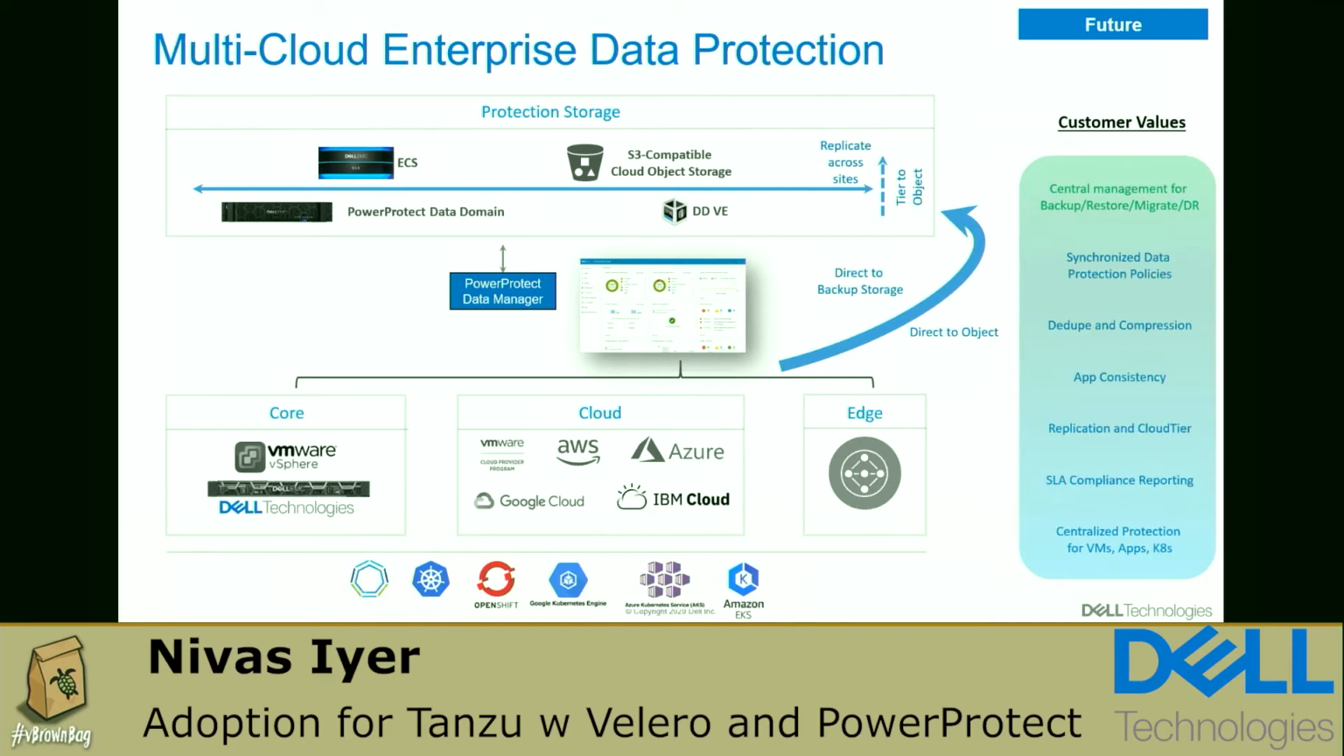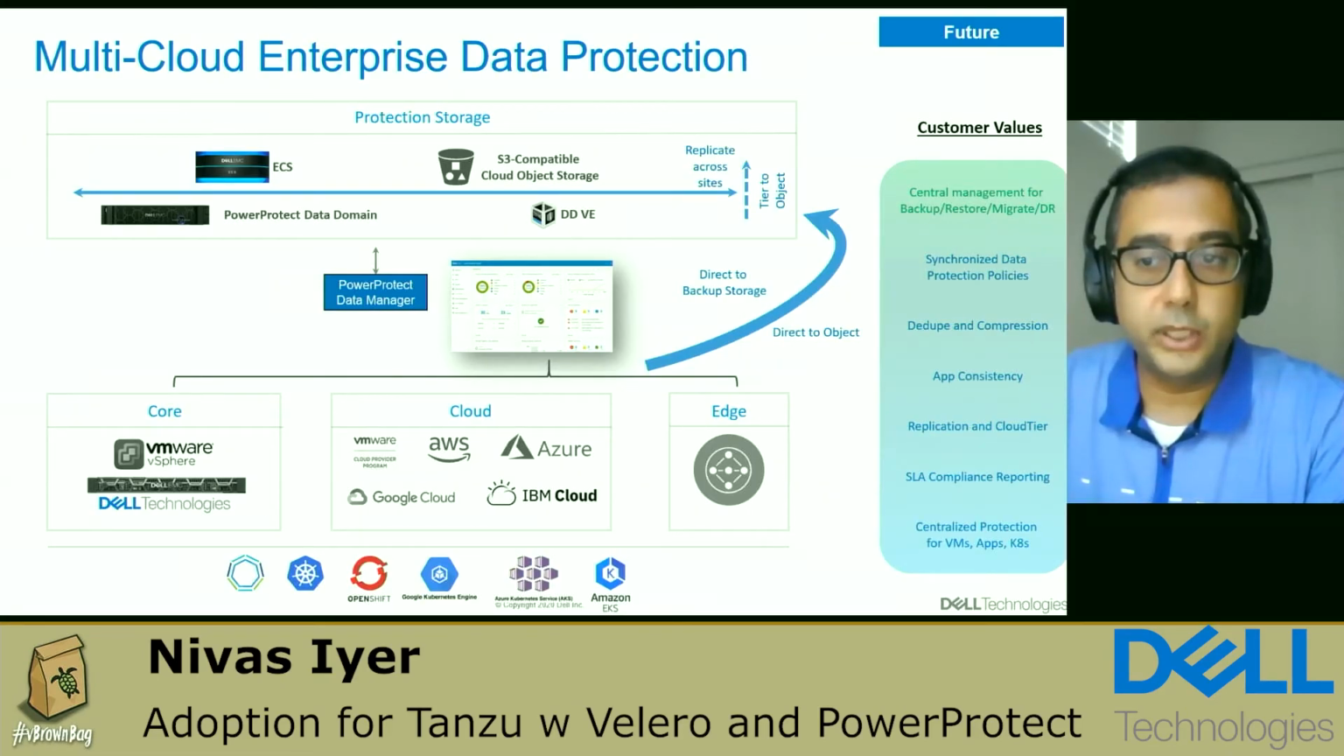So regardless of where your Kubernetes environment is, whether it's in the data center or the cloud or the edge, we can protect all of them and provide synchronized enterprise-grade policies, providing dedupe and compression, application consistency for a wide range of databases in the Kubernetes cluster. In addition, providing replication, cloud tiering, SLA compliance reporting, and most importantly, centralized protection for not only your Kubernetes environment, but also for the VMs and apps. So all in all, this is a complete package to protect all of your enterprise needs.